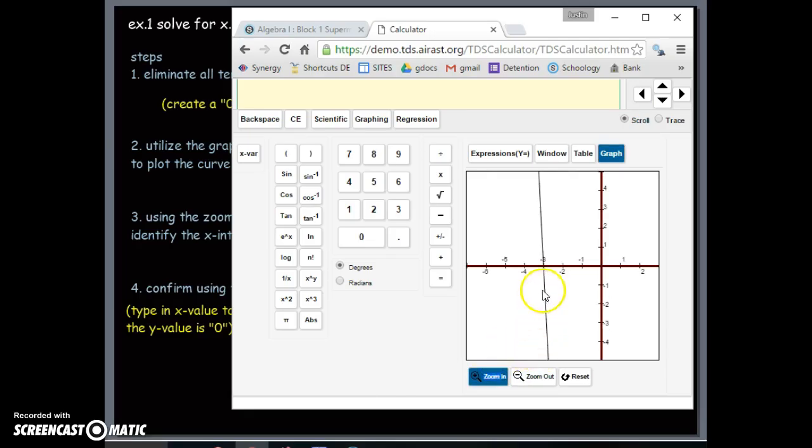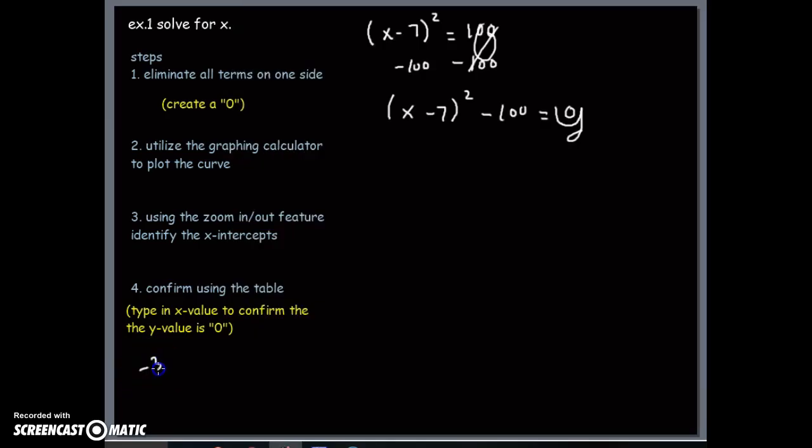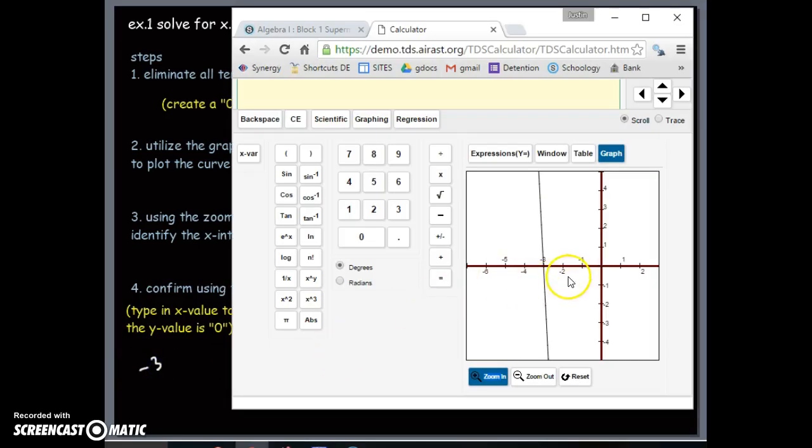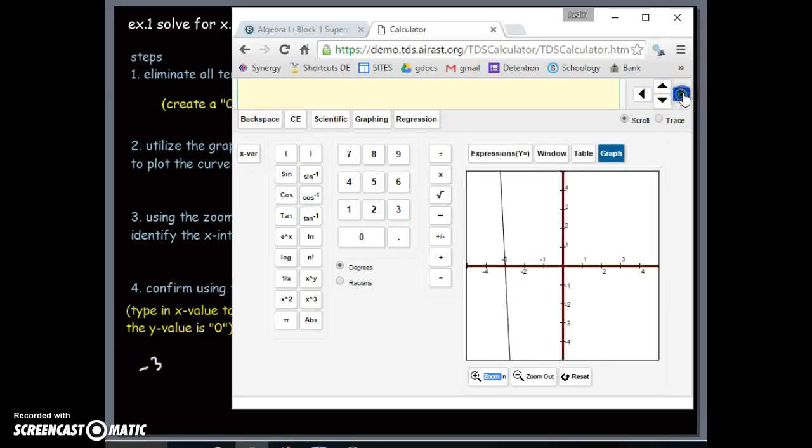And it looks like it's crossing at -3. So I'm going to write down -3 right here. I think that's probably one of my solutions. And then the second x-intercept, I'm just going to scroll over here. It looks like, whoops, too far. It looks like it's crossing at 17.